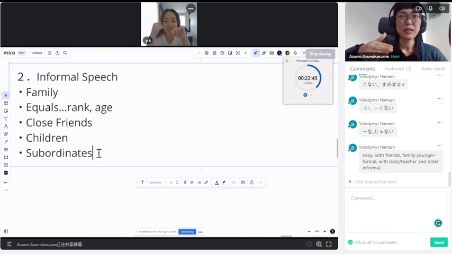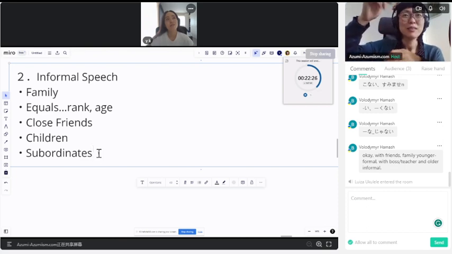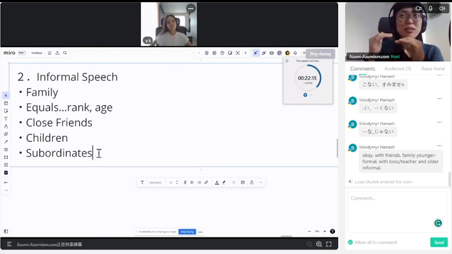Because the structure doesn't change, they are the boss, teacher, or older people, and you are in the subordinate position, so they go informal speech, you go formal speech, and this structure never changes. So you cannot be affected by your boss's speech style. You have to stay on the speech style you have to stick to, which is formal speech.